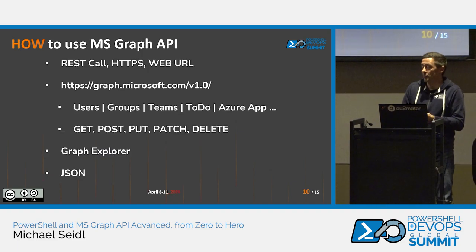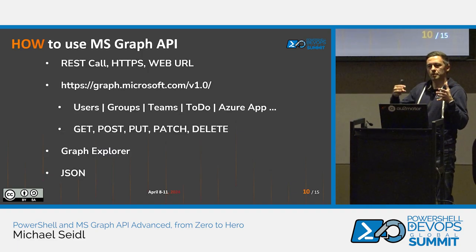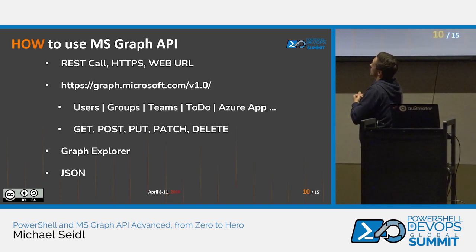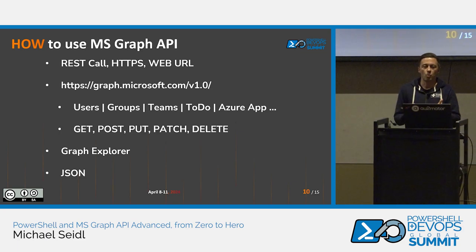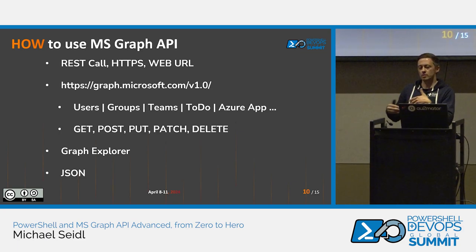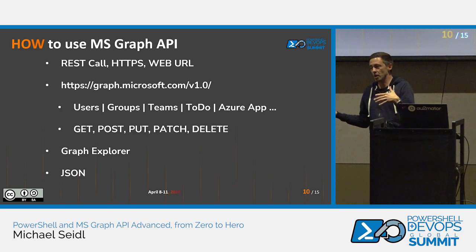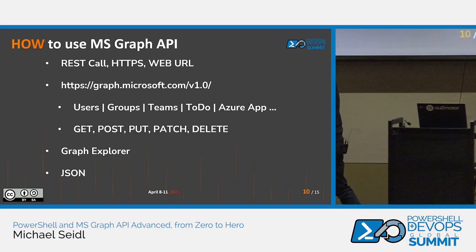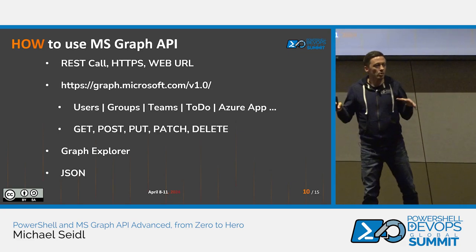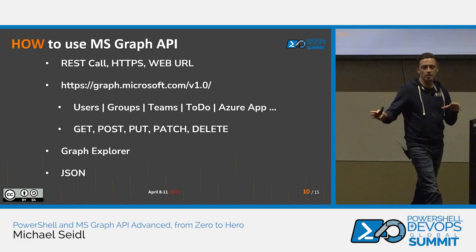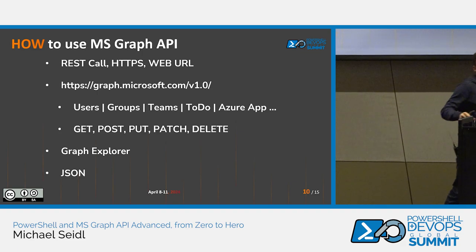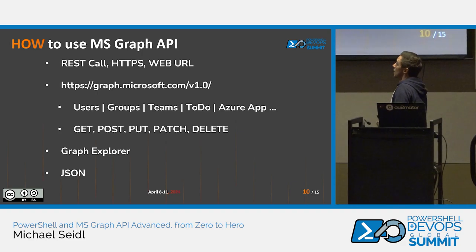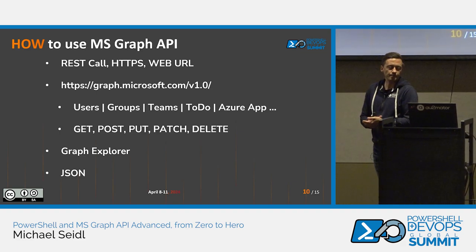So how to use MS Graph API? Mainly you have a REST call, a URL. So that's graph.microsoft.com/v1.0. So for version 1, you then have your endpoint. You want to talk about users, groups, teams, To Do, Azure app registrations, whatever. And you do a GET, a POST, a PUT, a PATCH, or DELETE. Is everyone familiar with what GET, POST, PUT, PATCH, DELETE are doing? Yes. So GET, give me something; POST, PUT, PATCH, write, create, update something; and DELETE, of course, remove.